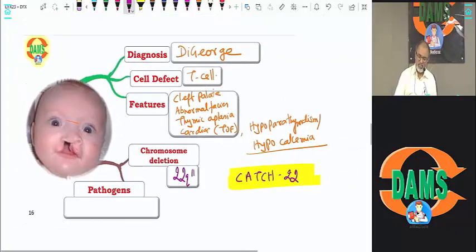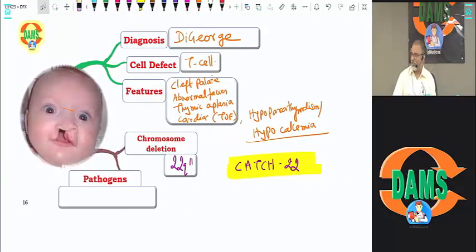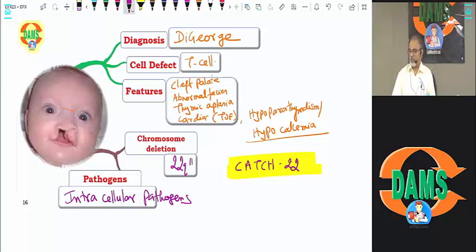So, if the child is not having T cells, what immunity got affected? Cell mediated. So, what pathogens may affect? All kinds of intracellular pathogens, especially viruses, fungus. Intracellular pathogens, which include viruses, protozoa, mainly fungus. That's all.